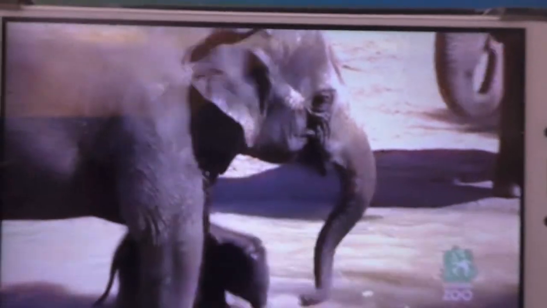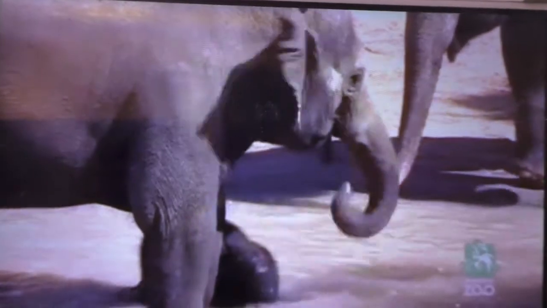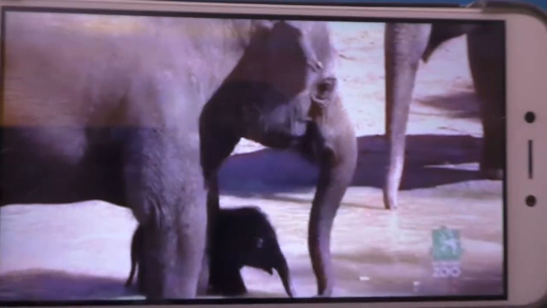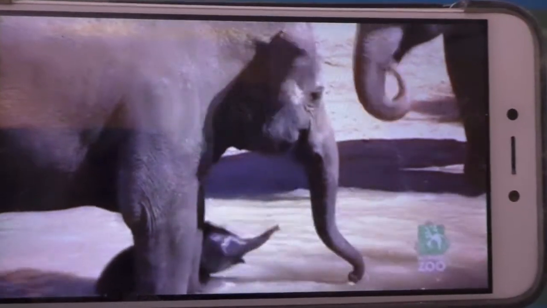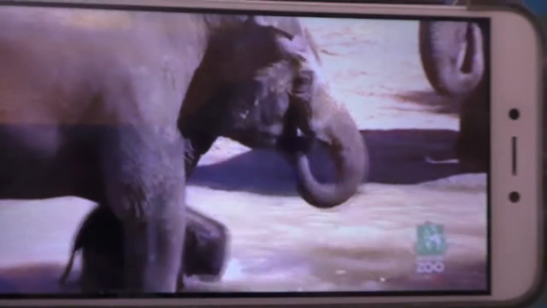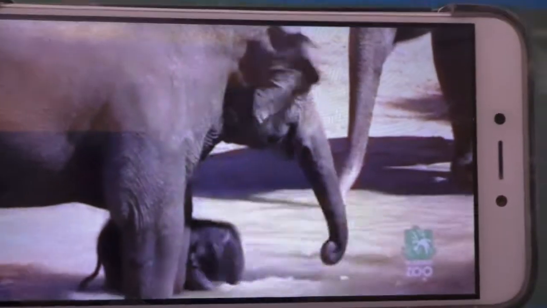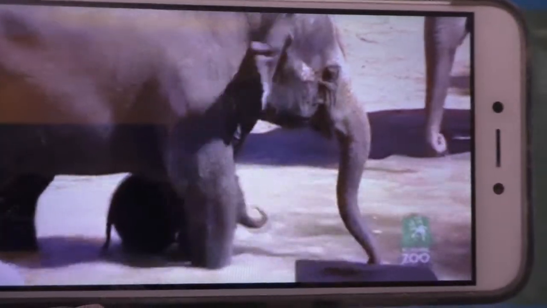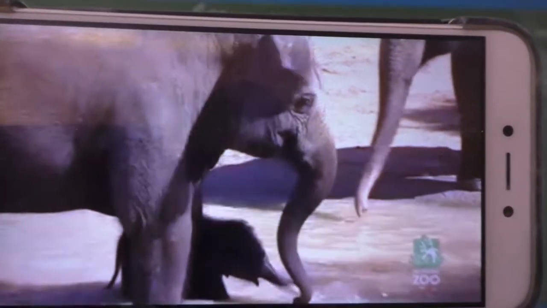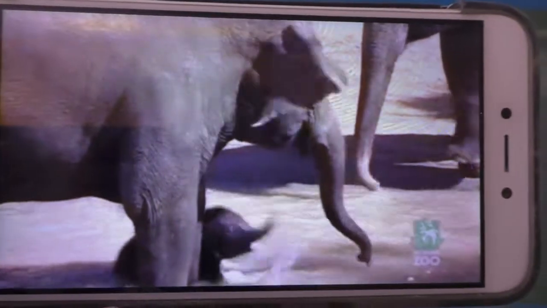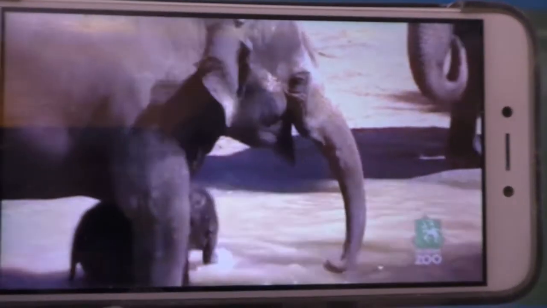Why has it happened like that? Because of the poachers' action, the tusked elephants have vanished. Only these kinds of elephants are now available. The female elephants without tusks and fewer male elephants with tusks are here in our India now.